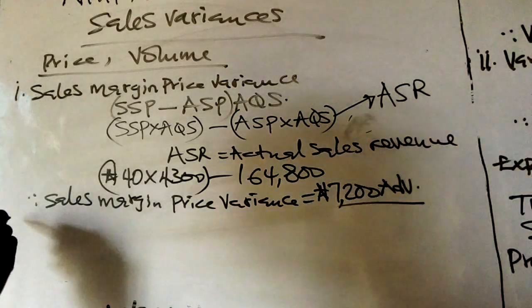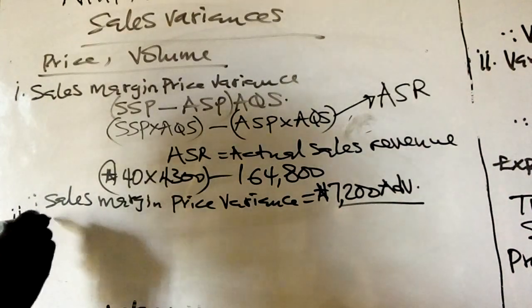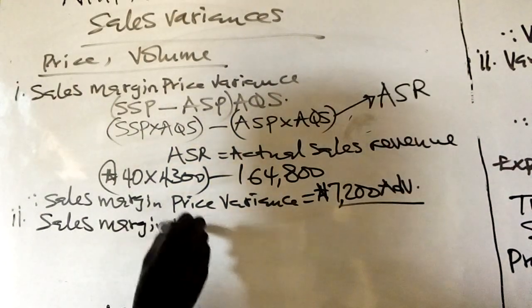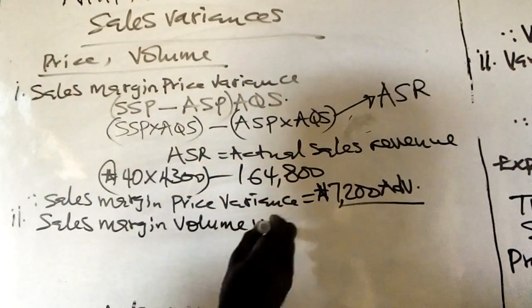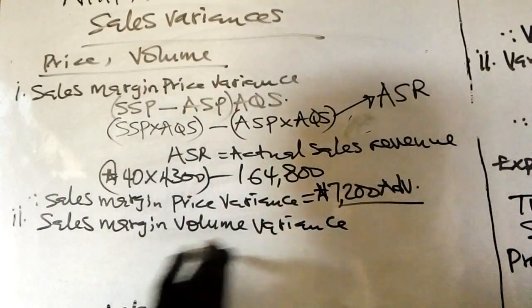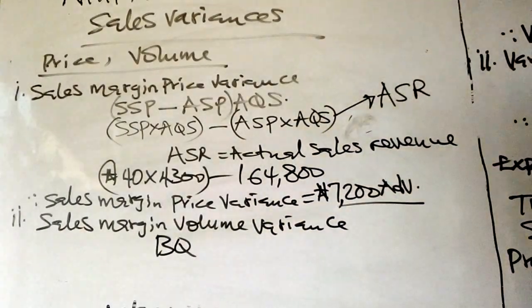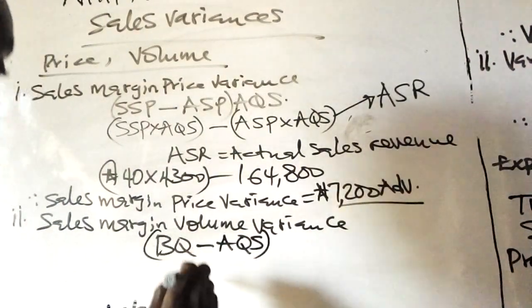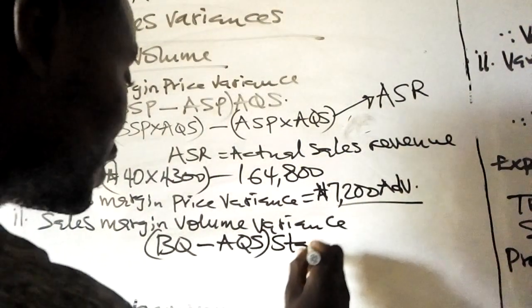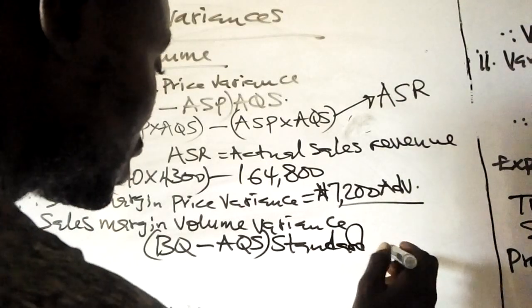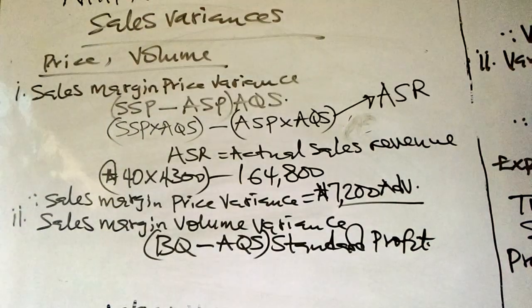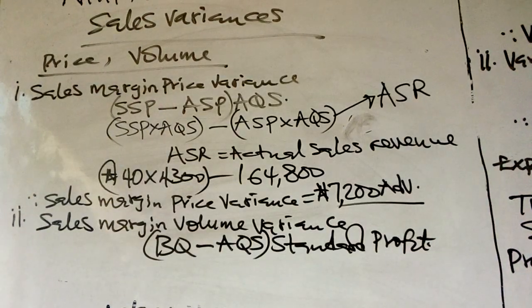Then, sales margin volume variance. It is budgeted quantity (BQ) minus actual quantity sold (AQS), times standard profit. Since we are using absorption costing, we use standard profit. Please watch my previous lecture for better understanding.